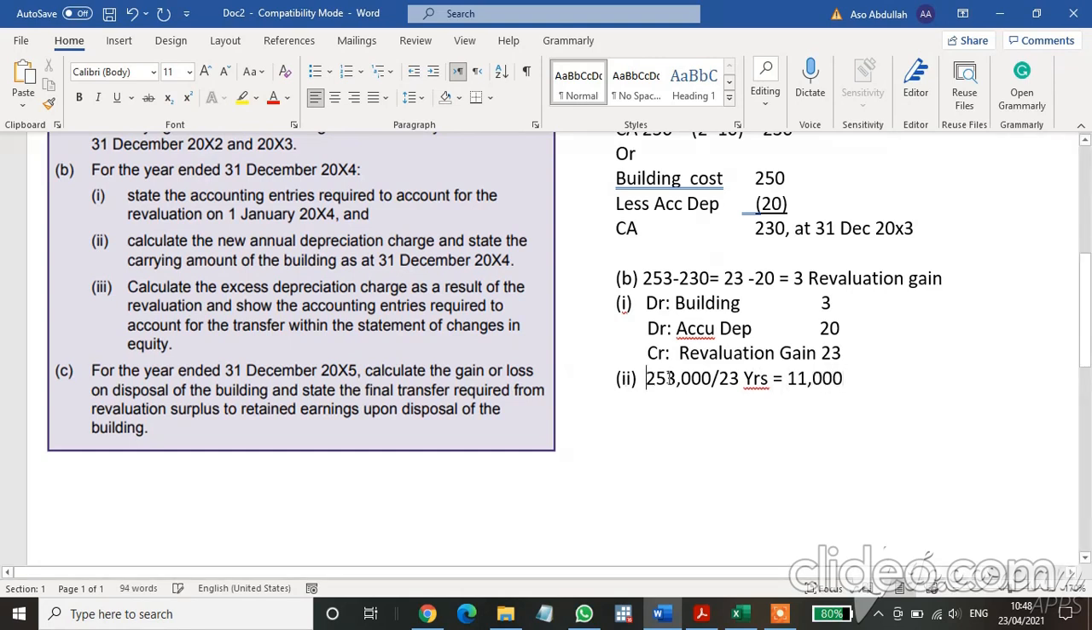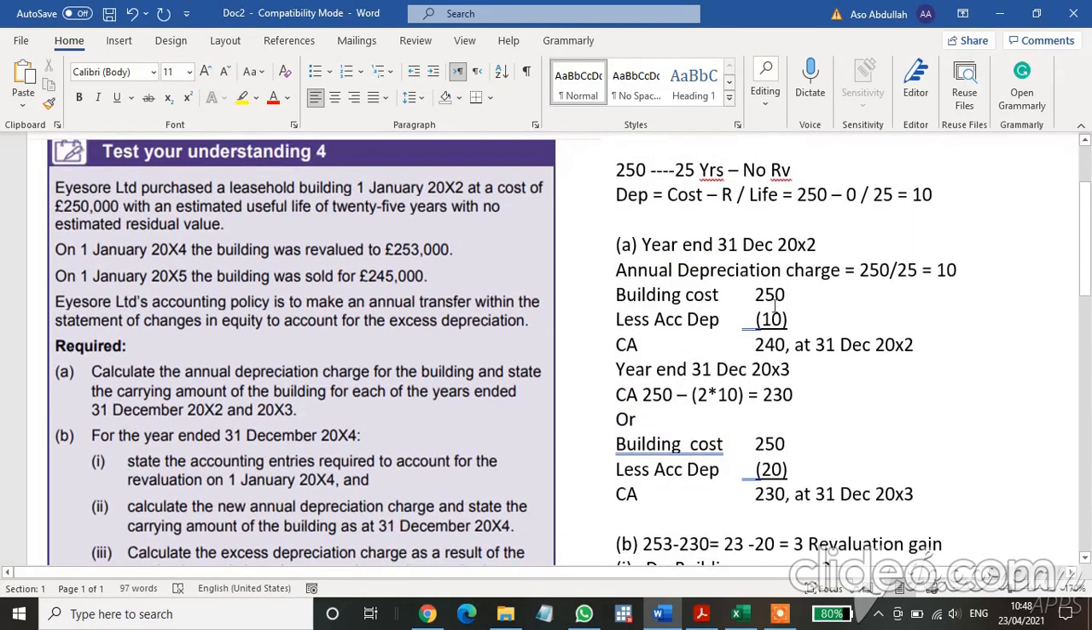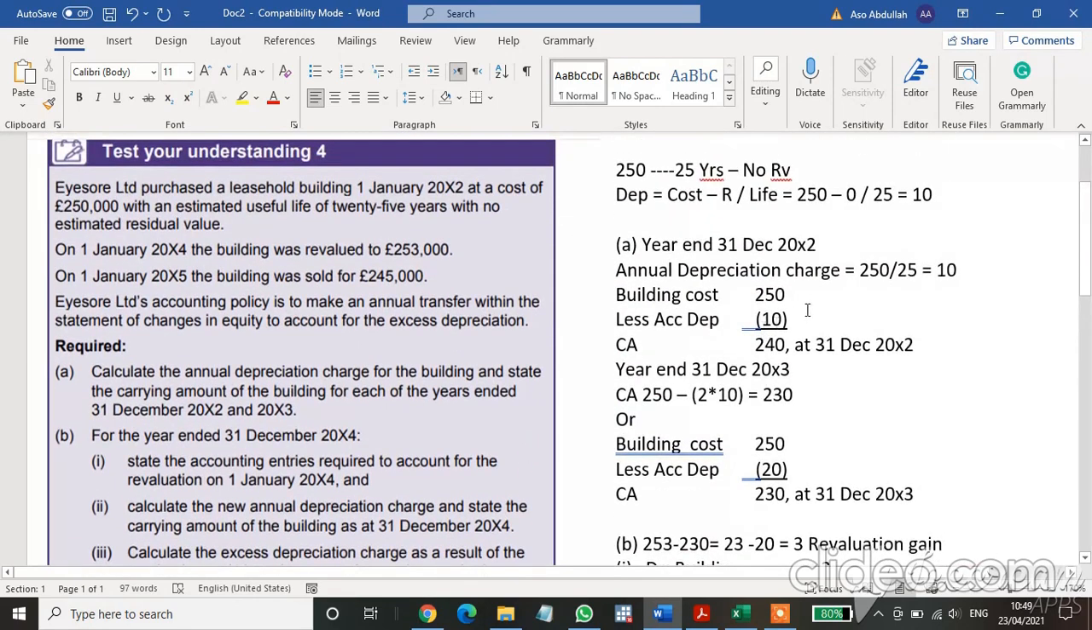So the new annual depreciation is that, 11,000. This is done, and it says what will happen, same as here, how we recorded it in the statement of the profit and loss. So in the statement of the profit and loss, how did we record it?